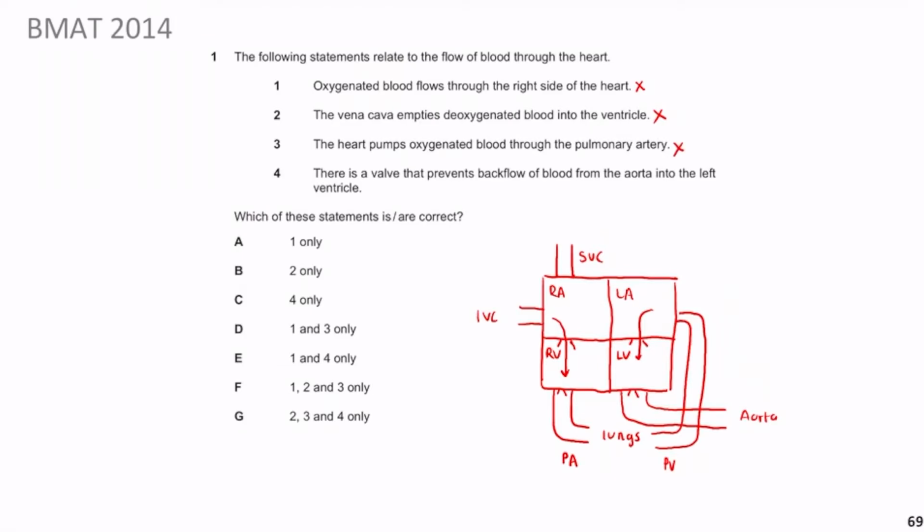And then just looking at the answers, guys, at least one of the options has to be true. So that means 4 has to be true. But we can just test it out. There's a valve that prevents backflow of blood from the aorta into the left ventricle, and that's true. That's the aortic valve, isn't it?